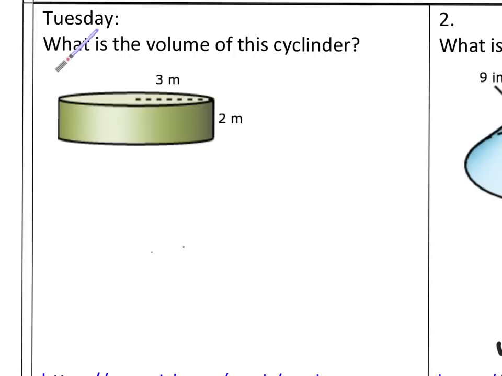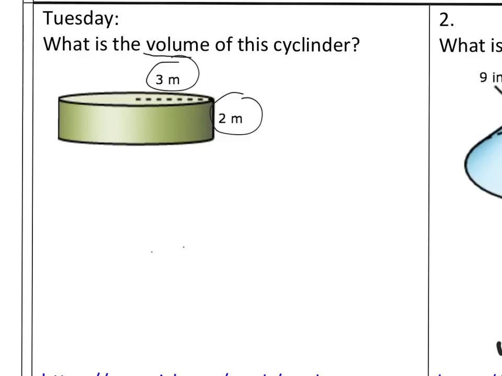Alrighty. Tuesday. What is the volume of this cylinder? Notice in this particular cylinder we have the numbers 3 meters and 2 meters. So what I'd like you to do is take your pencil and annotate that. In order to annotate it, we're just going to circle them. Alright, so we have to do something with those two numbers and figure out what the volume is.